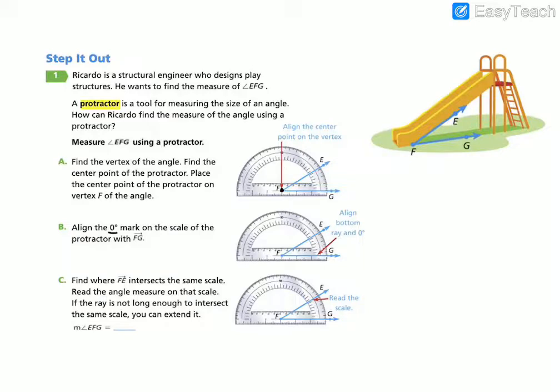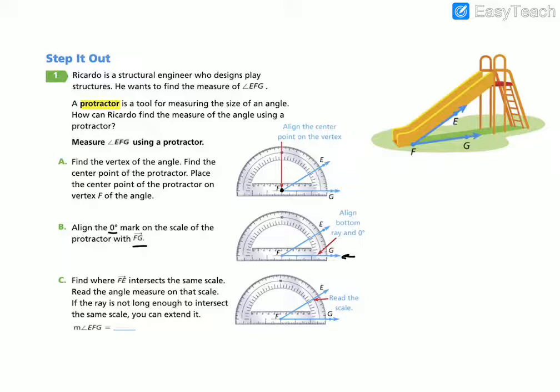You then align the 0 degree mark on the scale of the protractor with the ray FG. This is our opening of our angle. So it needs to be on that 0 mark so that we can find how large that angle is. If we were to put that here and have our angle like that, then we're not going to get an accurate number when we look at our protractor. We have to start at 0.